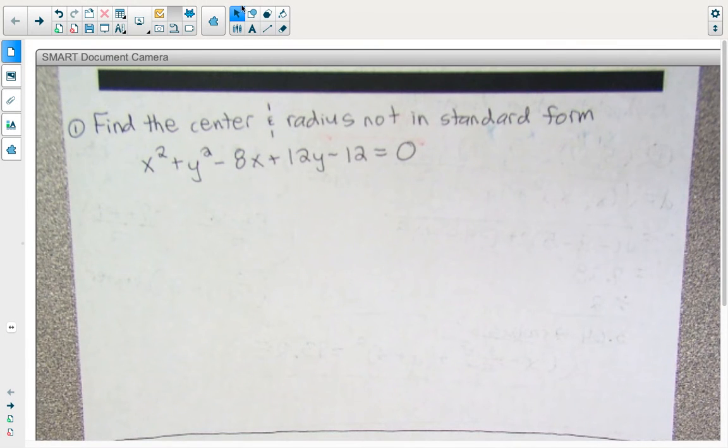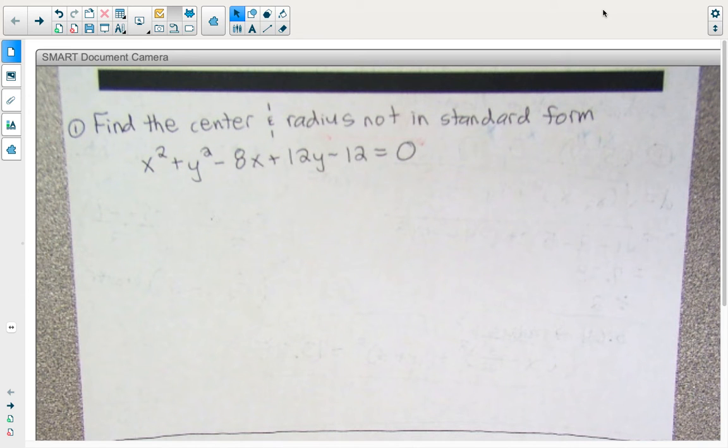Hey everybody. So in the first video, we learned about what standard form for the equation of a circle is, how to find the radius, then we worked with distance and midpoint formula. In this video, I'm going to show you how to find the center and the radius for an equation that is not in standard form.